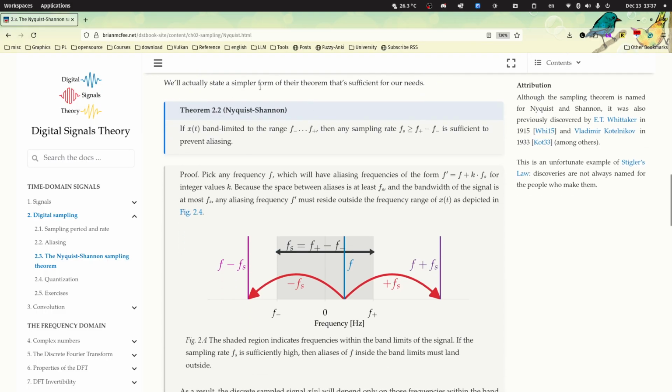We actually state a simpler form of their theorem that's sufficient for our needs. If fx is band limited to the range f minus to f plus, then any sampling rate fs greater than f plus minus f minus is sufficient to prevent aliasing.